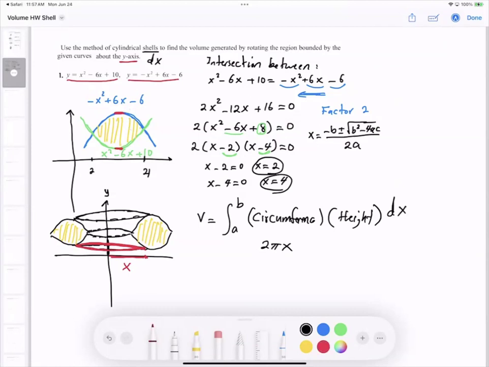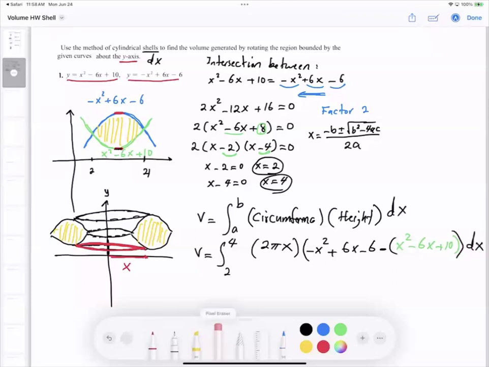So the volume is equal to the definite integral from 2 to 4. The circumference is 2 pi x. And the height, you get negative x squared plus 6x minus 6, minus the smaller y value, which is down here, x squared minus 6x plus 10. Then you take the integral with respect to x.